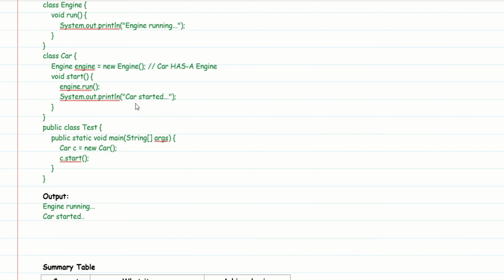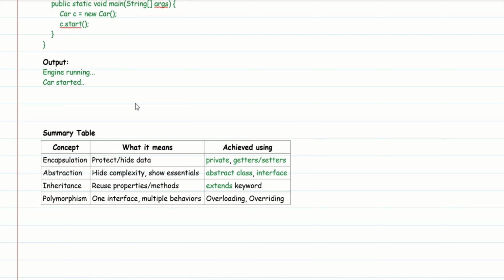So overall, to summarize, we have four pillars within Java OOPS concepts. Encapsulation, which helps in protecting and hiding the data. Abstraction, hiding complexity and showing only the essentials, which can be achieved using an abstract class or interface. Then inheritance, to reuse the fields and methods by using the extends keyword. Then we have polymorphism, one interface, multiple behaviors.